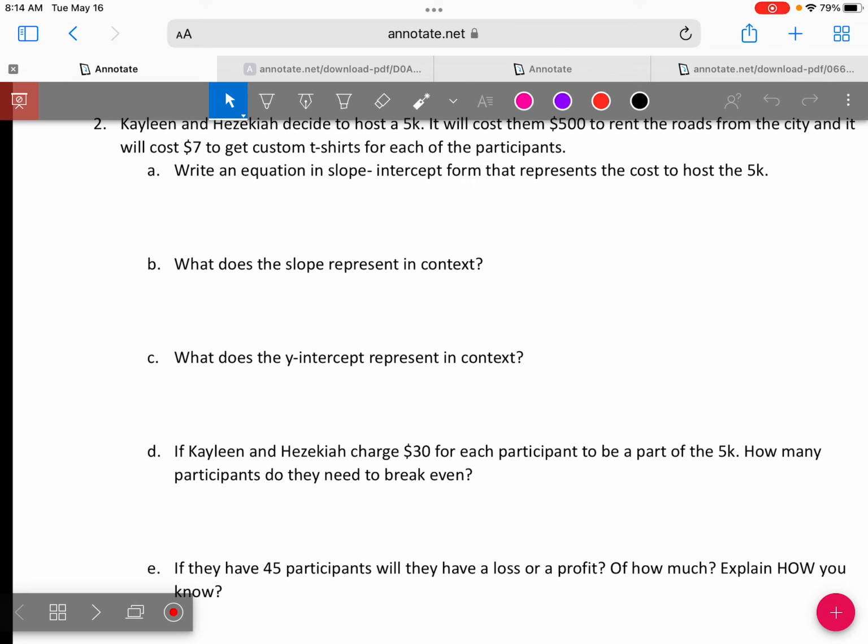So this one's all about writing equations. Kayleen and Hezekiah are hosting a 5K running race. It'll cost them $500 to close the roads from the city, and it costs $7 to get custom t-shirts for each of the participants. We're going to write an equation for the cost of hosting the 5K. So, what are our thoughts?